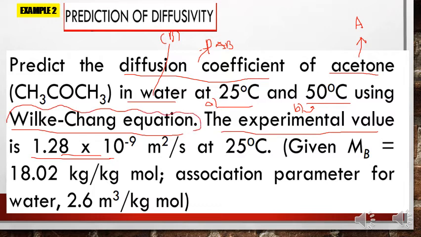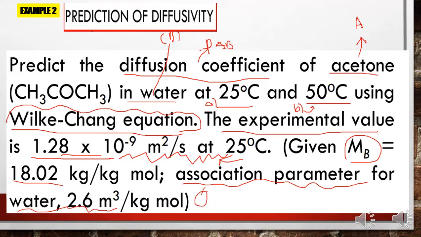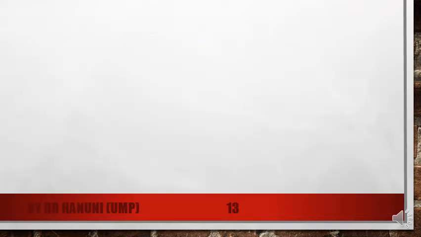So once you get the DAB from Wilke-Chang, you can compare the value with the value from the experiment. Some other information is also given, such as molecular weight of B, solute B, which is water, at 18 kg/kmol, and association parameter for water, which is 2.6, and this one is actually the sigma from the Wilke-Chang equation. So therefore we know that the question asks you to determine the DAB at two conditions, 25 degrees C and 50 degrees C, by using the Wilke-Chang equation.